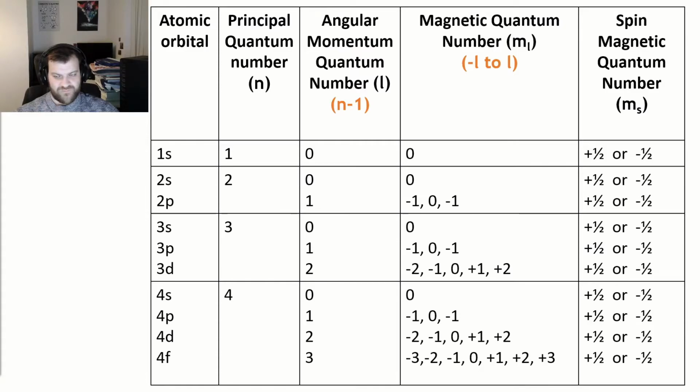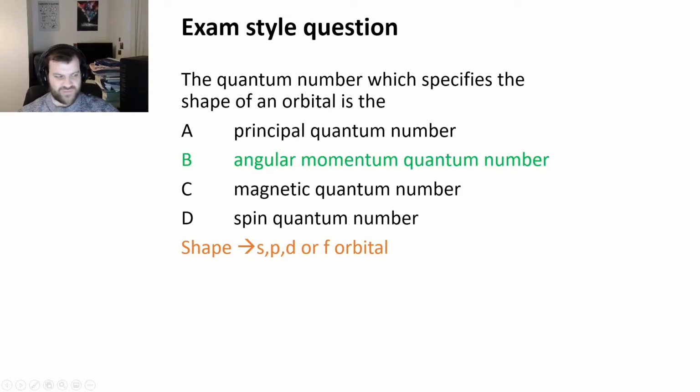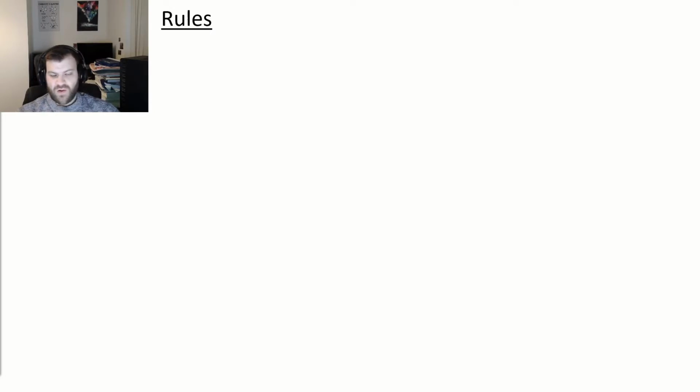Some questions will give you a description of a quantum number and ask you to pick the correct term. In this question, we want to know about the one that determines the shape of an orbital. Shape means we're talking about s, p, d, or f orbitals, and this is determined by our angular momentum quantum number. We're now going to talk about the Aufbau principle.